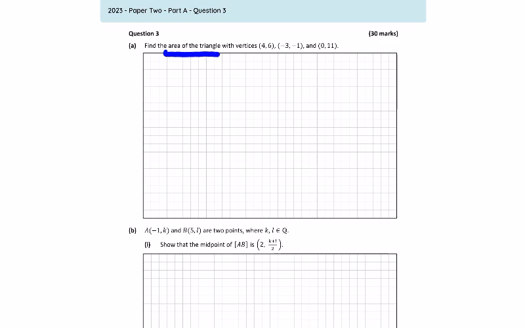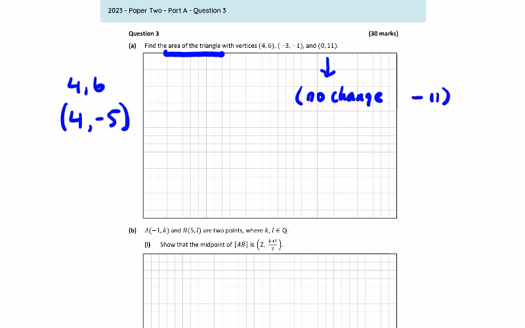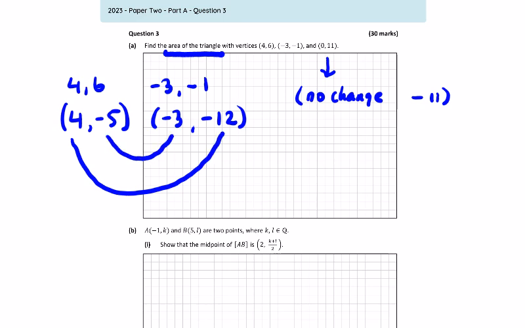Area of a triangle is the next question, so we know we need to move one of the vertices to (0, 0). This one's already at 0, so no change for x, and for y we're going down 11. So apply the same to (4, 6): 4 is no change, and 6 minus 11 is minus 5. If we apply it to (minus 3, minus 1): minus 3 no change, and minus 1 minus 11 is minus 12. And the way we teach it is this one by this one, this one by this one, and we get half the absolute value.